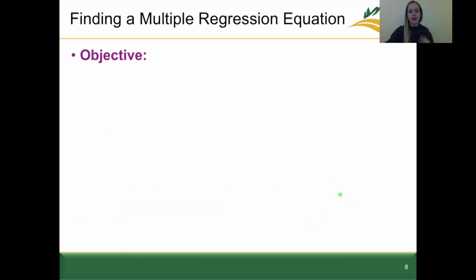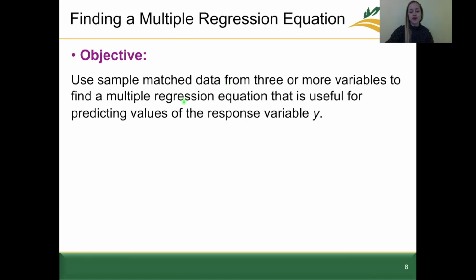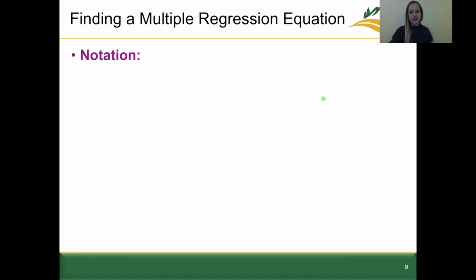So now a little bit more on finding a multiple regression equation. Let's talk about the objective here. In using this multiple regression equation, we still ultimately want to predict y or y hat. The reason we would need a multiple regression equation is only if we have three or more variables that we're working with, where those three variables would be y hat, x1, and x2. So we need at least three variables at minimum in order to even need a multiple regression equation. Let's look at the notation next.